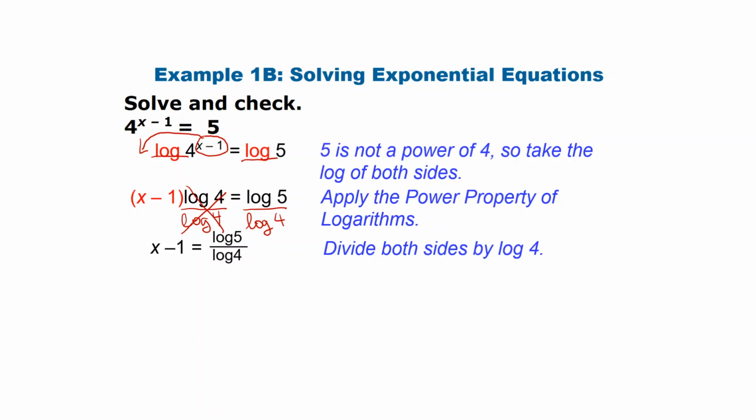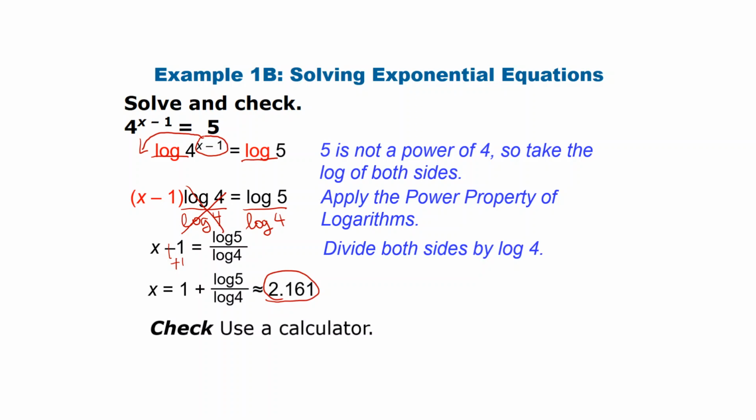Now, all you have to do is put that in your calculator. Just put in log 5, divide, and then log 4, and then you will end up with approximately 2.161. All right, so then we just need to remember to add our plus 1 onto both sides. It was a minus 1. Add plus 1 to both sides, and there's your answer.